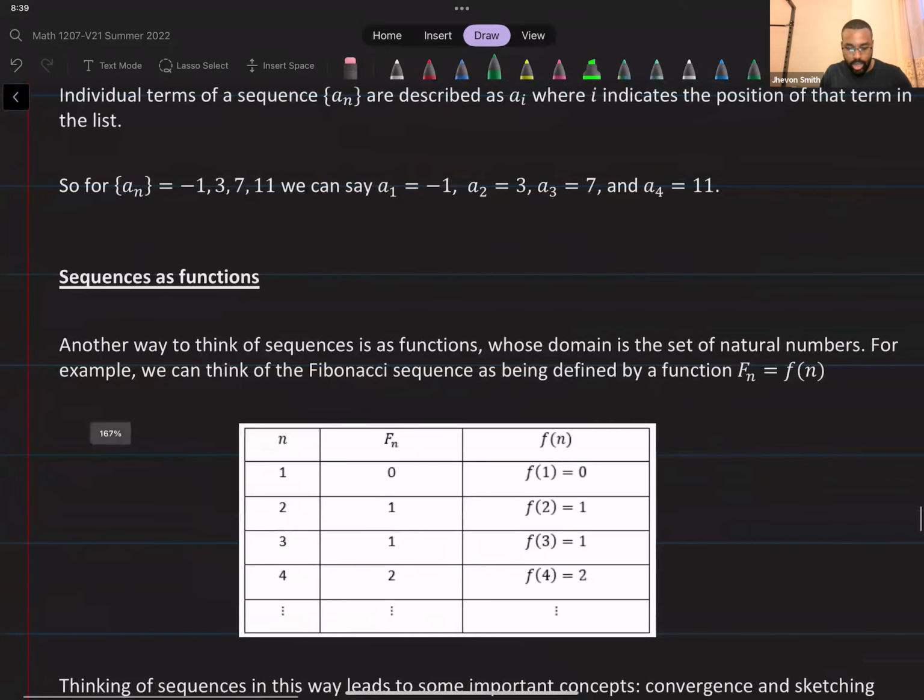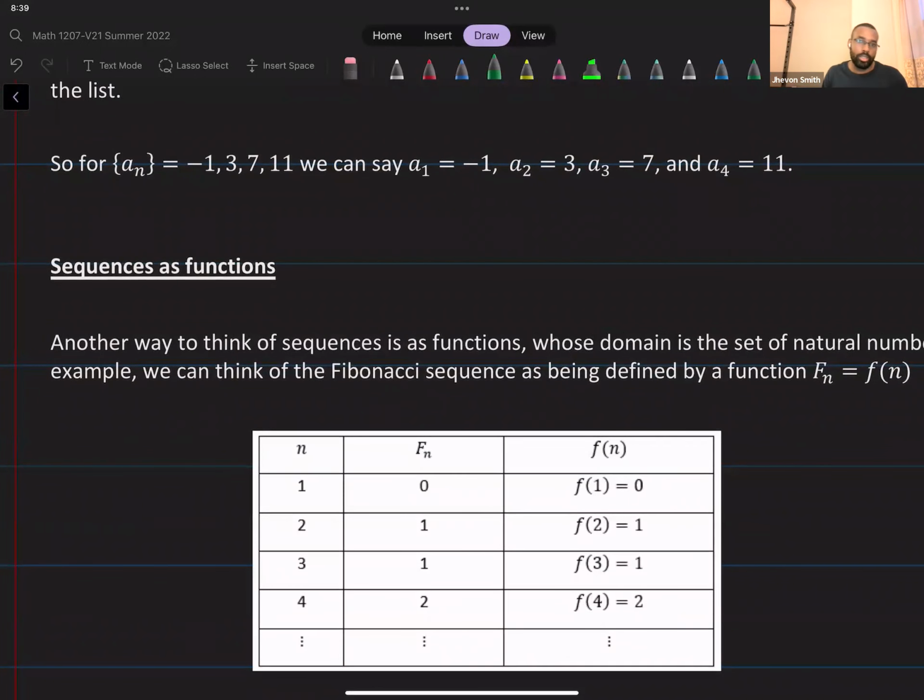Now, another way you can think of sequences is as functions. You can think of the input as being the subscript, or just the set of positive integers or non-negative integers, for example, and the actual numbers in the list as the outputs. So you can think of the Fibonacci sequence as a function where you're plugging in 1, 2, 3, 4, etc. The output of the 1 is going to be the first element. The output of the 2 is the second element. The output of the 3 is the third element. The output of the 4 is the fourth element, and so on.